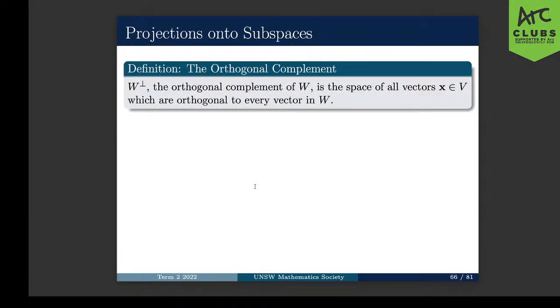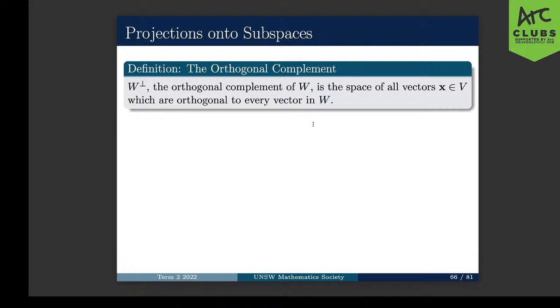Okay, so we've been talking about projections of a vector onto another vector. There's another kind of projection, onto subspaces, so a vector onto a subspace instead of another vector. Before we get onto that, let's define what an orthogonal complement means. If we have a W, which is a subspace of a vector space V, then this W perp is called the orthogonal complement of W, and that's the space of all vectors x in the entire vector space which are orthogonal to every vector in W.